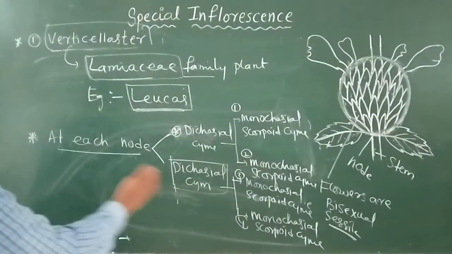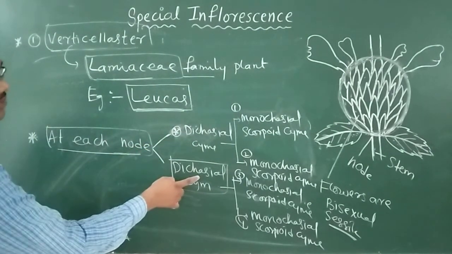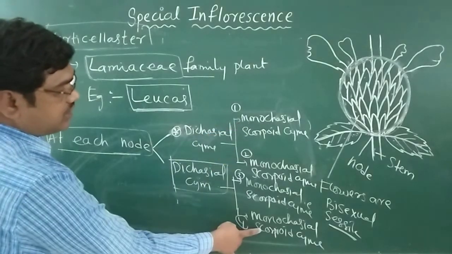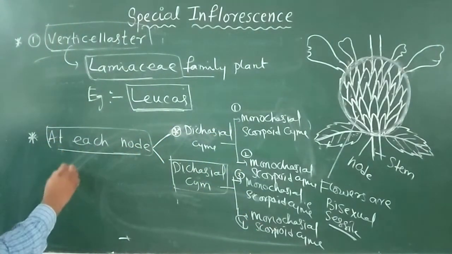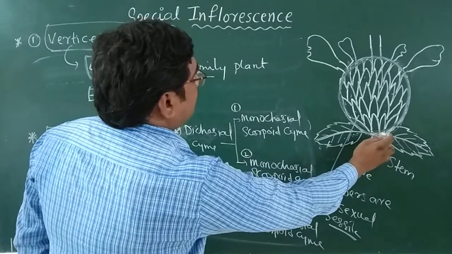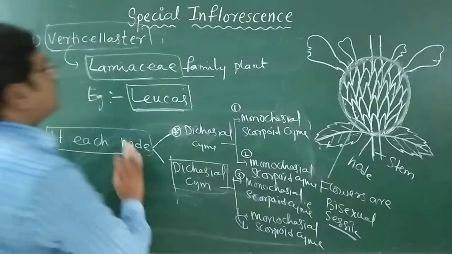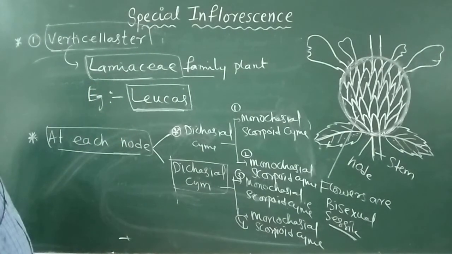Okay? So at each node, two dicasial cymes and four monocasial scaphoids are arranged in a ball-like structure of inflorescence at the node of the stem. So this is the special type of inflorescence. Okay? Right. This is the explanation about the special type of inflorescence.